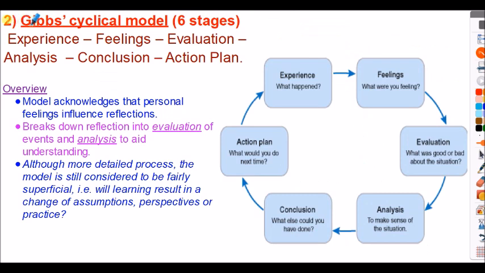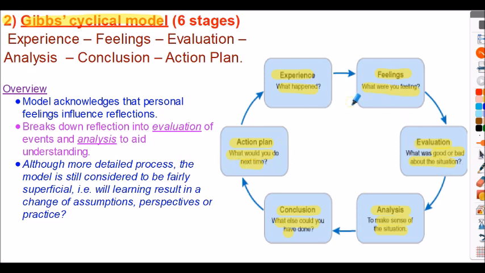Second model is Gibbs cyclic model. There's 6 stages in Gibbs model. That's the experience, actually the what's happened. Gibbs model brings in feelings, which the Bowles model doesn't. So what were your feelings about this particular experience? And it evaluates what was the good and bad points about the situation. You've got analysis, how to make sense of the situation and your reflection on it, some kind of conclusion, what else could have been done is put there, and then an action plan of what would you do next time. So that's the cyclic model given there.